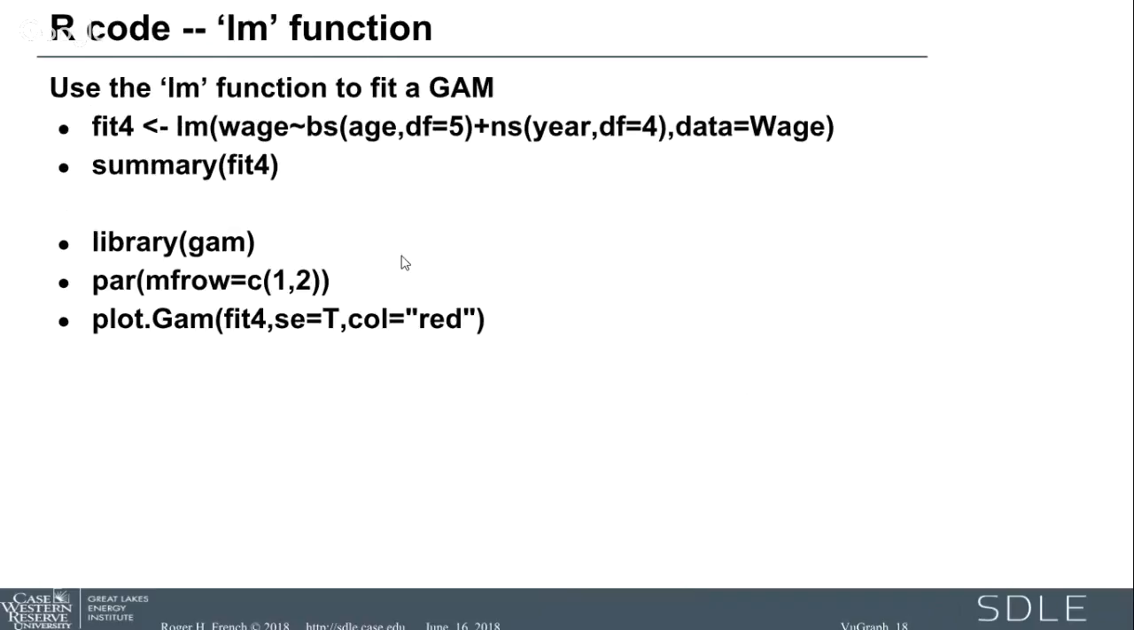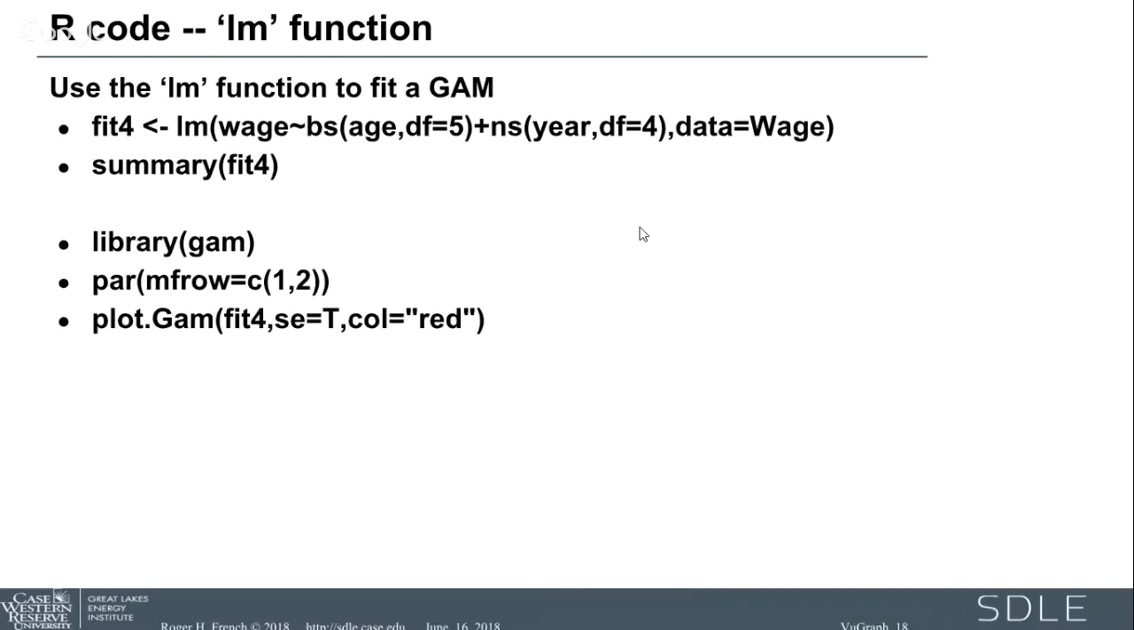And so how do we fit the generalized additive model? We have three ways you can fit this model. The first way is to use the lm function, and this is your formula. You can use bs, the basis spline, or ns, the natural spline, to fit this formula, and you can summarize and plot it.